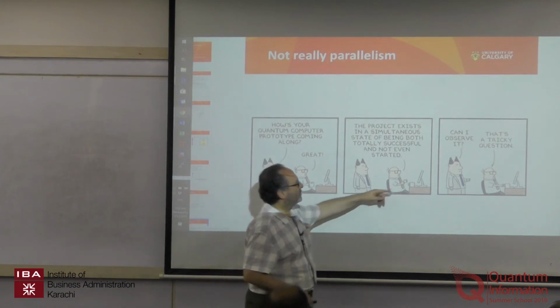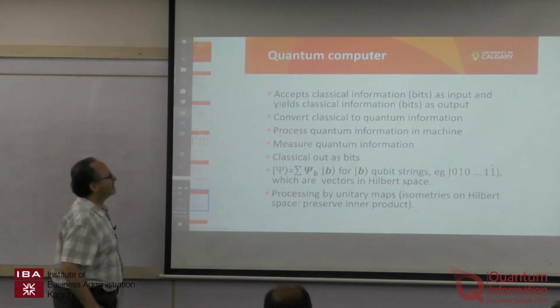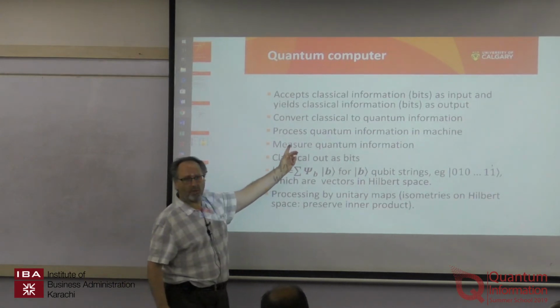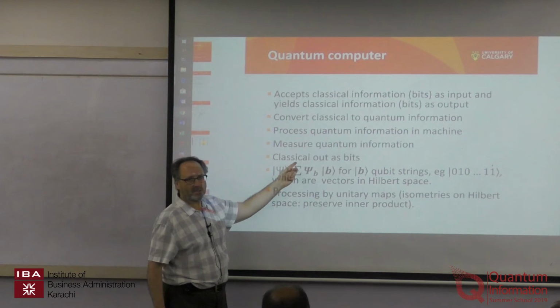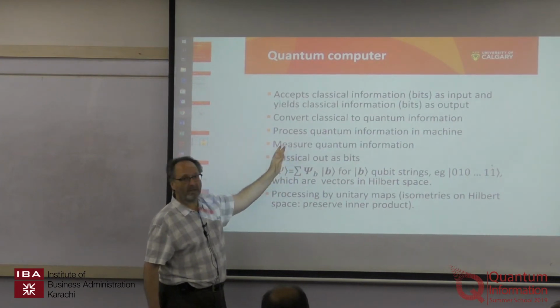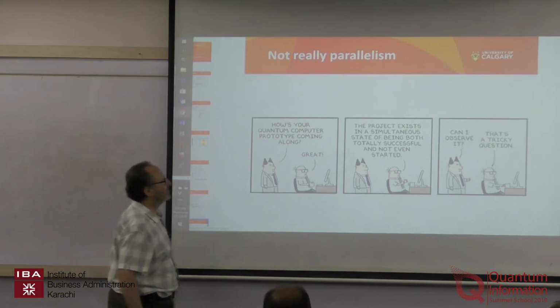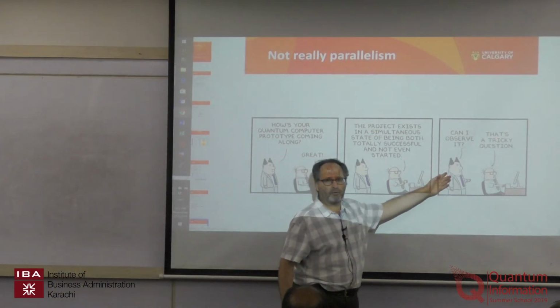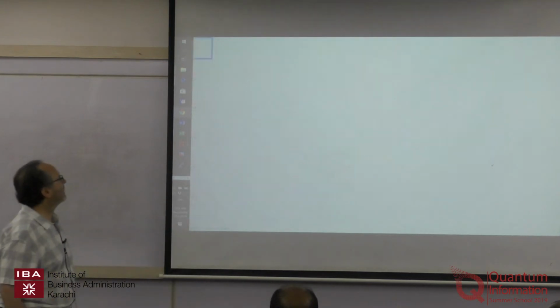And then, can I observe it? That's a tricky question. That was the point of the measurement. So when we convert quantum information back to classical, and I said you measure it, it's a subtle point. You have to make sure you pick the right kind of measurements. So the idea is that we have to perform the right kind of measurement that will yield the answer that we want.